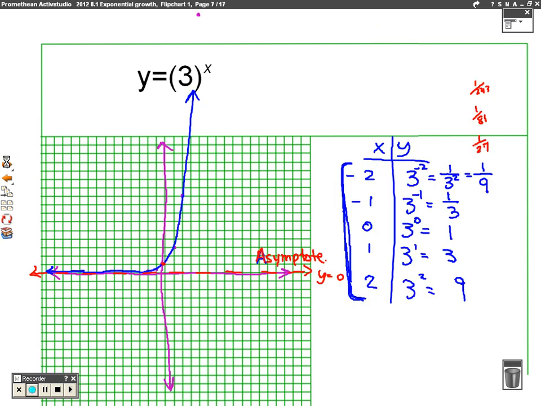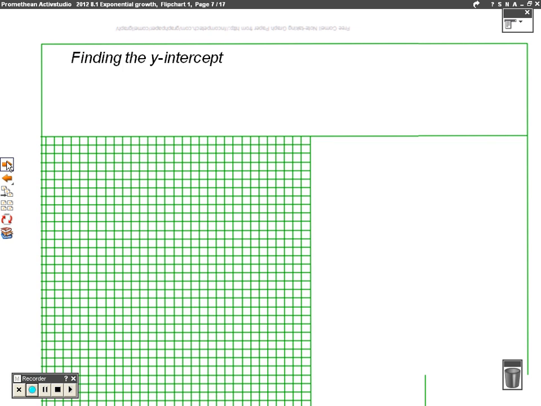We already looked at that, and finding the y-intercept, right? So we looked at a couple things. We went y equals 5 to the x, y equals 2 to the x, y equals 3 to the x, and we graphed all three of those. I think maybe you may have graphed them on the calculator, and they look something like this.